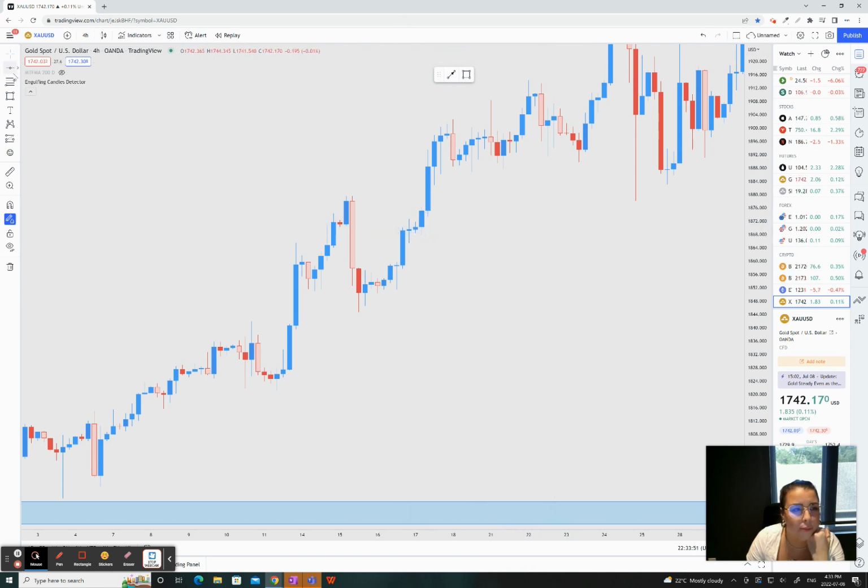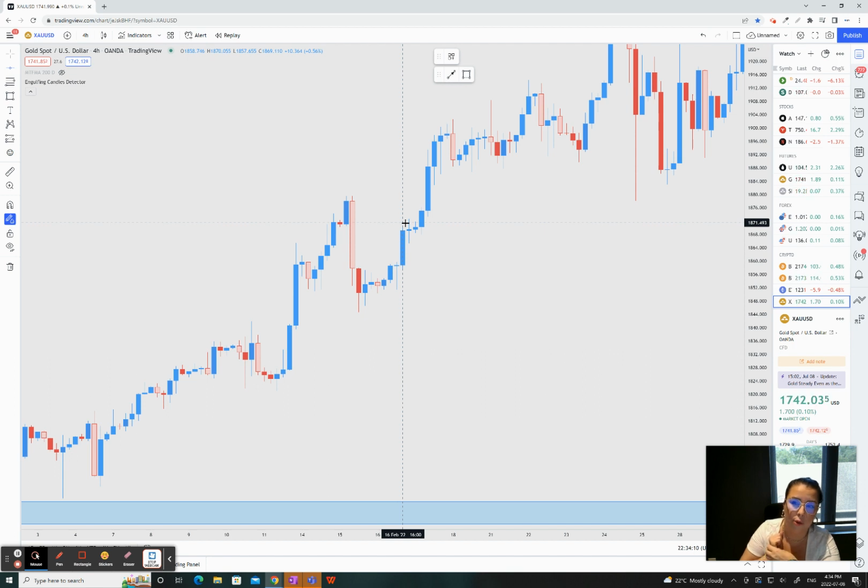Sorry. There we go. Okay, so we're going to go back to this level, and we were at 1870. So this level here, let's say we were just starting out. Nothing after this has happened yet, and we're drawing a zone, okay? You want to include as many wicks as possible.